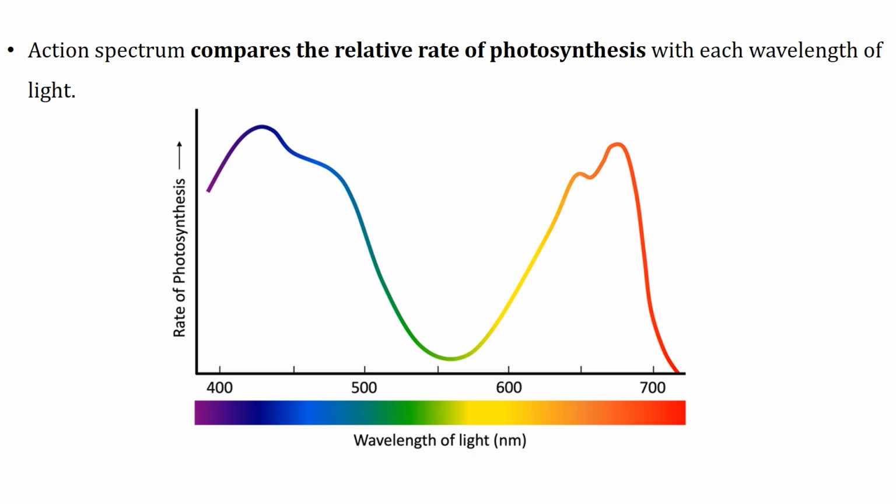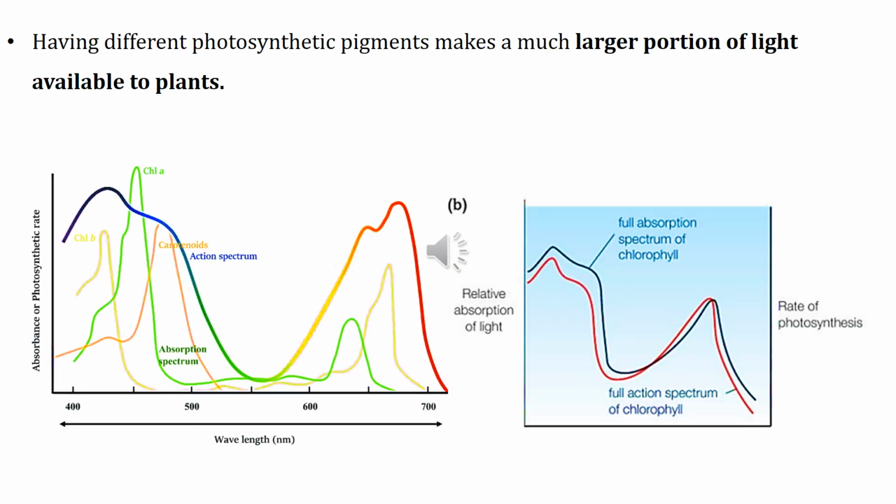Take a look at this action spectrum. It closely matches the absorption spectrum, especially for blue and red light, indicating those are the most effective for photosynthesis. This maximizes the amount of light energy captured, improving the efficiency of photosynthesis.